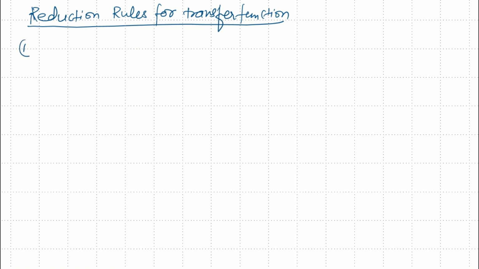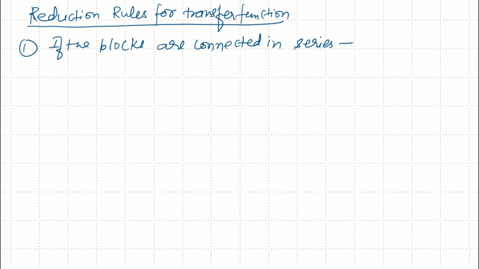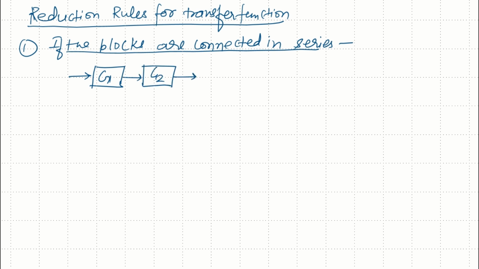So, the first rule is, if the blocks are connected in series. Suppose we have two blocks with gain G1 and gain G2 connected in series. There may be multiple blocks; I'm taking 2 blocks here only, but there may be multiple blocks connected in series.